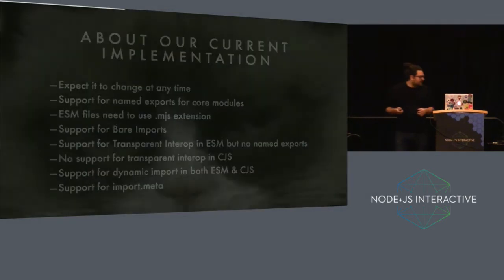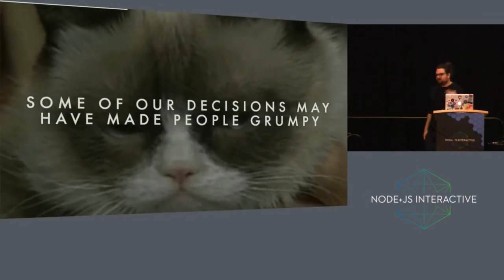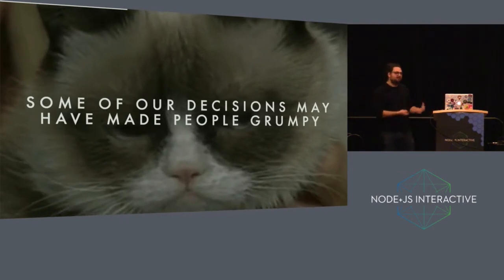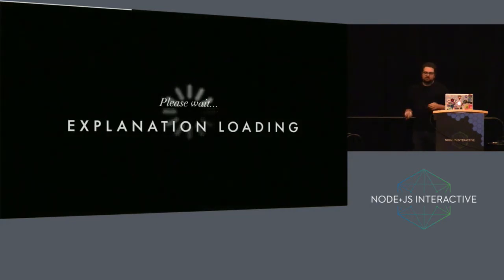Don't do that. But some of our decisions made people grumpy. Some of our decisions may have made people in this audience grumpy. Some of these decisions may have made me grumpy. So, please wait. An explanation for all of this is currently loading. There are reasons for all of these decisions, and we're figuring it out.